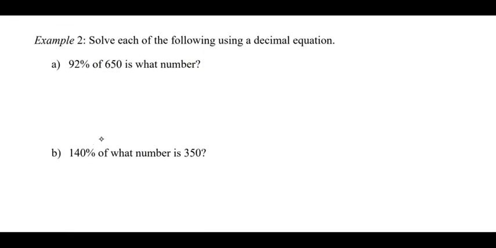So let's go ahead and look at this. I highly encourage everybody to stick to one method, but I am required to teach you both. Okay, so 92% of 650 is what number? Here we are going to change our percent into a decimal, because we are using the decimal equation. So the 92% is going to be 0.92.